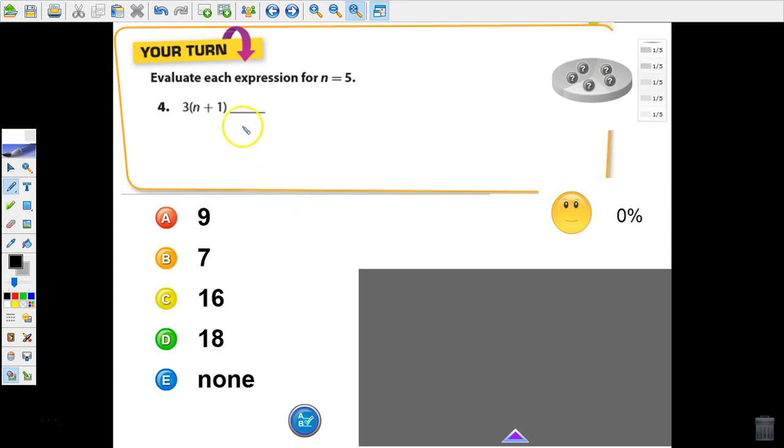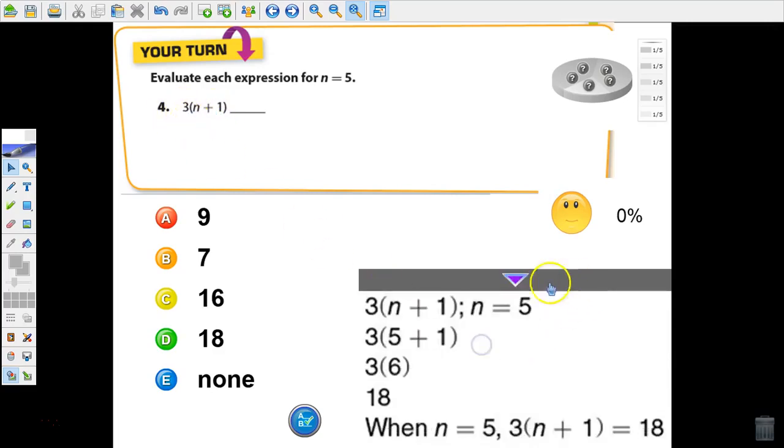Here's your turn. Pause. Okay, so they're telling me for every expression, n equals 5. So I plug in the 5 for n. I get 5 plus 1 equals 6, and then I multiply it by 3 to get 18. I plug it in. 5 plus 1 is 6. That's parentheses first in PEMDAS, and then we multiply. That's the last thing left.